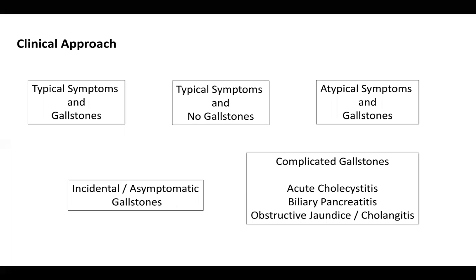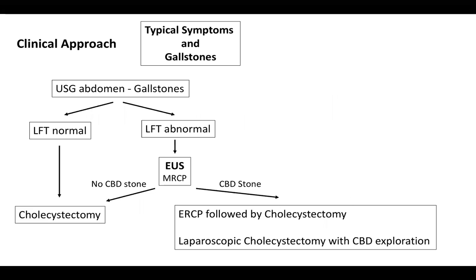Now, the clinical approach. If a patient has typical symptoms of biliary colic and ultrasound shows gallstones, what do we do? If the patient has typical symptoms of gallbladder stones, but ultrasound shows no gallstones, this is what Sir has referred to. If a patient has atypical symptoms and ultrasound shows a gallstone, if it's an incidental or asymptomatic gallstone picked up for some other evaluation, or complicated gallstones, how do we approach this?